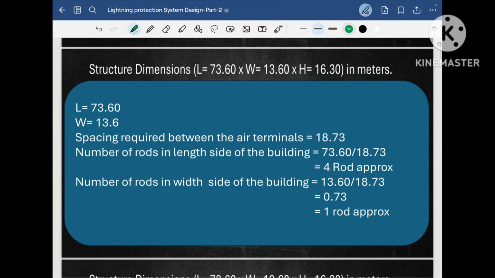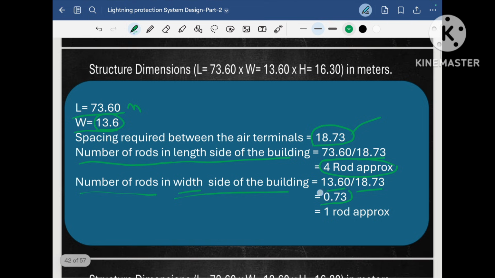As I told you at the beginning of this series, our project length is 73.60 meter and width is 13.6 meter. As we now know, we need air terminals on the roof with a separation of at most 18.73 meter. So what would be the number of rods along the length of the building? It is the length of the building divided by the separation between the two rods. It came to approximately 4 rods required along the length. And we know the width of the building is 13.6 meter. So the number of rods along the width of the building is the width of the building divided by the distance between the two air terminal rods.